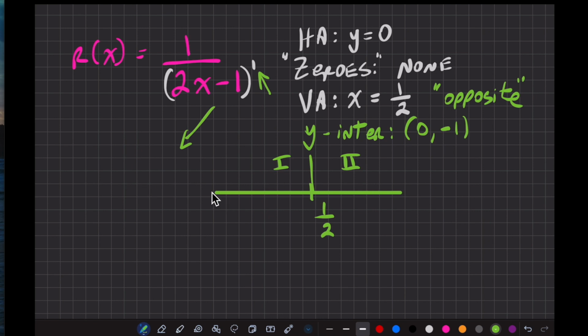Okay, let's look at zone 1 and let's pick a test point. 0 is always easy. If we plug 0 in here, we're going to get 1 over negative 1, which is a negative. In zone 2, let's use 10. If we plug 10 in here, we're going to get 20 minus 1, or 19, in the denominator, which is going to be positive. So we know our graph in zone 1 is going to be negative, and in zone 2 is going to be positive.